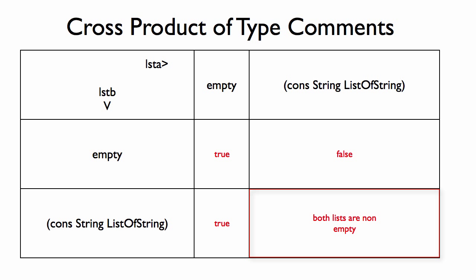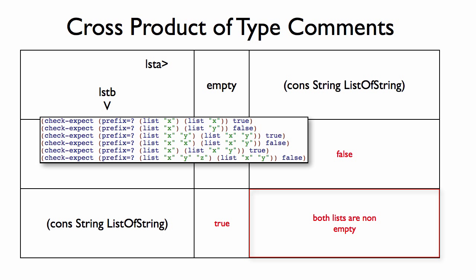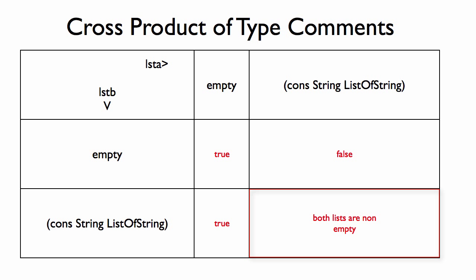They have elements. Well, if we look at the check-expects, this test tells us that if the two start with the same element, if the two start with the same string, then we kind of need to look at the rest. Because in this case where it's XX, it ends up being true. But in this other case where they differ later on, it ends up being false.